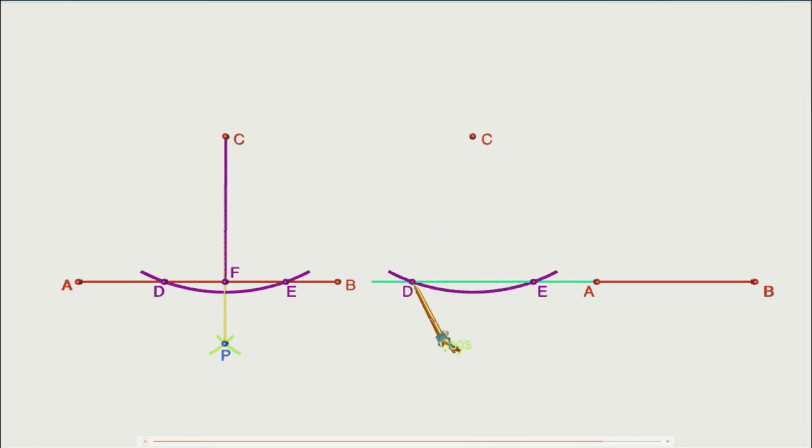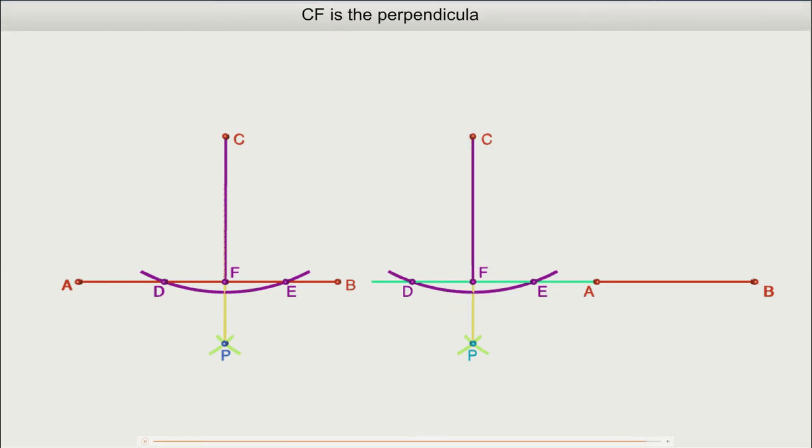I am going fast with these. Now that is point P, join C and P, intersecting point F, join C and F with a thick line, and you may want to measure one of the angles at F. It will be and it must be 90 degrees.